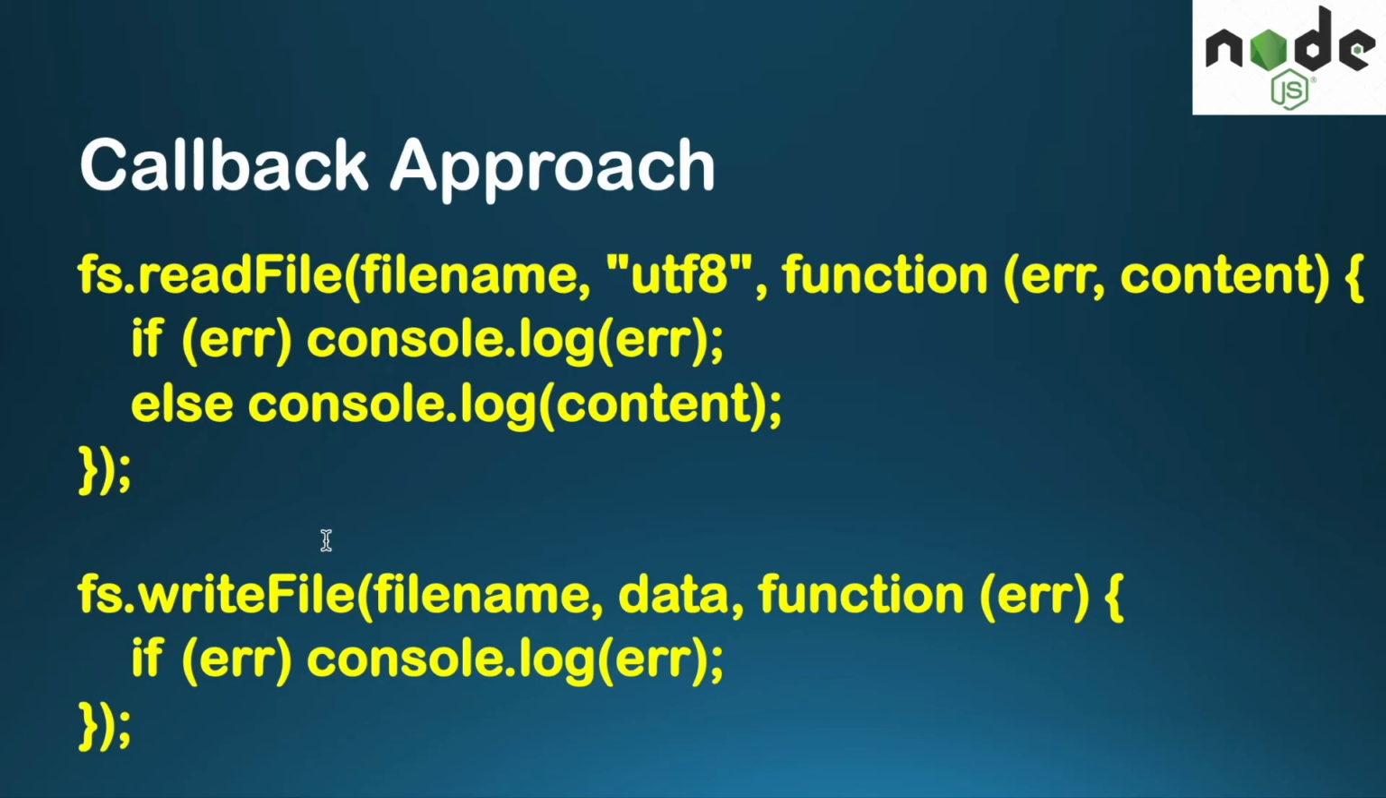Similarly, if we want to write a file, we're calling write file with the file name and the data we want to write. And here we have a function with only one parameter. Why only one parameter? Because write file will just write it or it will give us an error. So we don't get any output from it. And if there was an error, we can print it onto the console. So here in this case, this is a callback function that we are using, and this is the second callback function we are using. And in both the cases, the first argument is error.